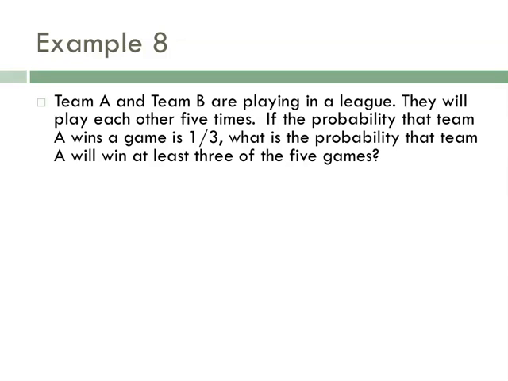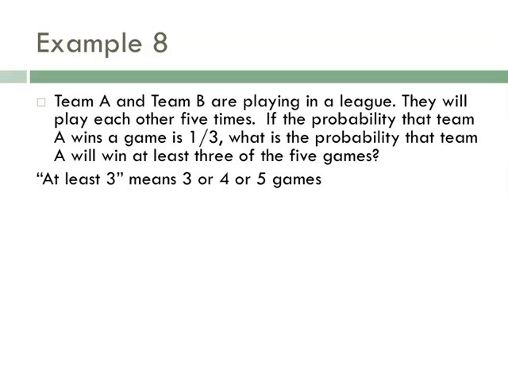Now this example is slightly different from example 6 and 7 because in example 6 and 7, we had it occurring exactly 6 times in example 6. In example 7, it was exactly 3 will be stopped, but in this one it says at least 3 of the 5 games will be won. So notice that at least 3 means winning 3 games or 4 games or 5 games. And what we need to do here is find each of those probabilities and add them together.